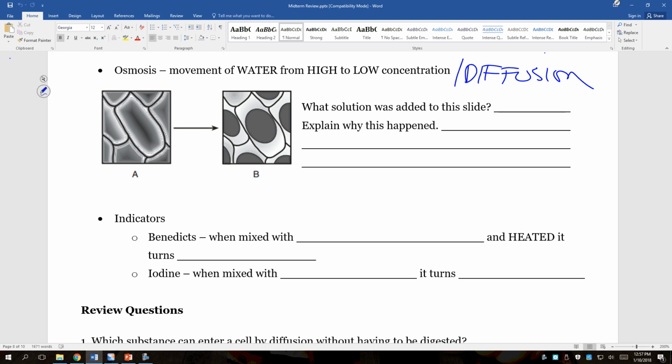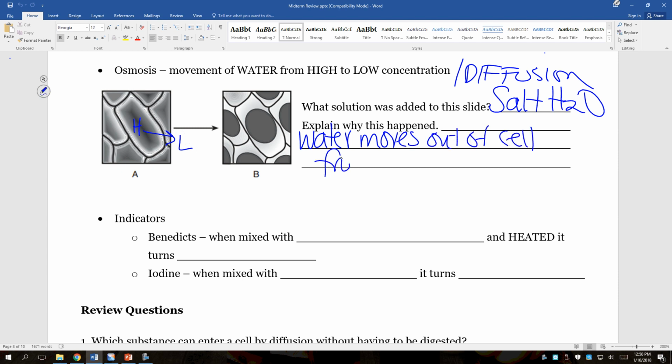What type of solution did I add to this? The type of solution that I added to this was salt water. Remember, salt water lowers the water concentration. That means that there's a lot less water outside of the cell. Because of that, there's high water concentration on the inside, low water concentration on the outside. Water is moving out of the cell from high to low. So we have water moves out of cell from high to low concentration. Another acceptable answer would just be like water moves out because of diffusion. Water moves out due to osmosis.